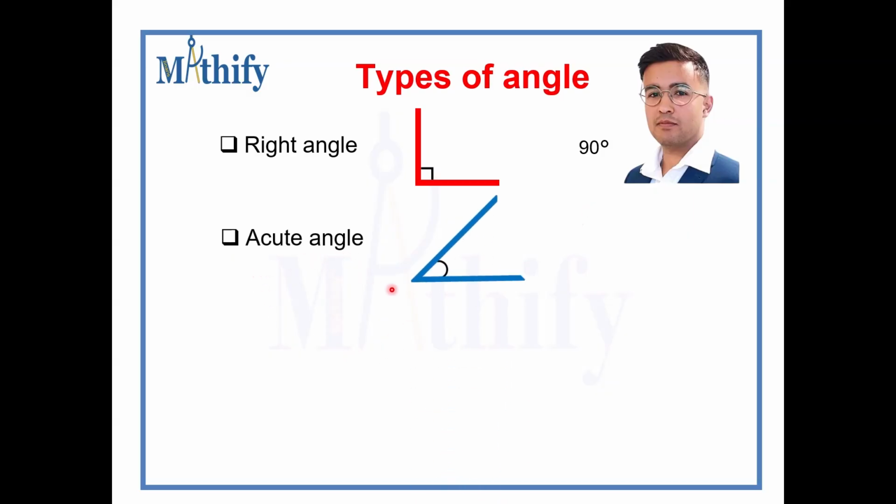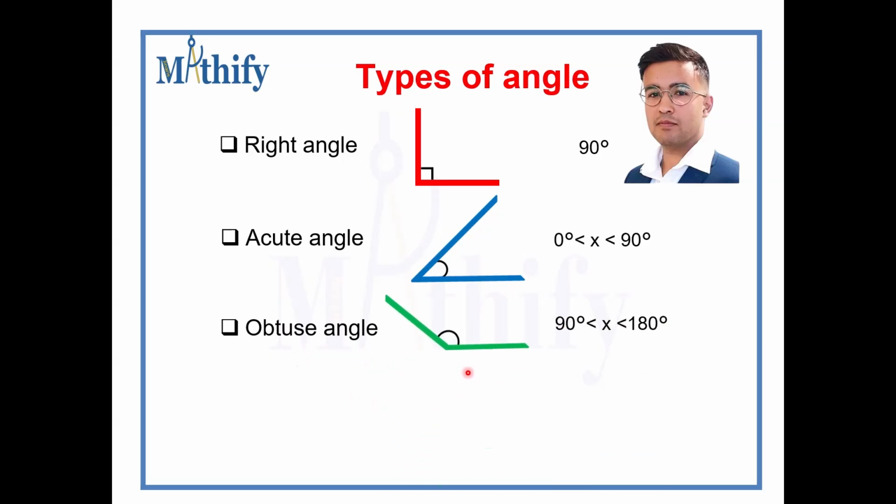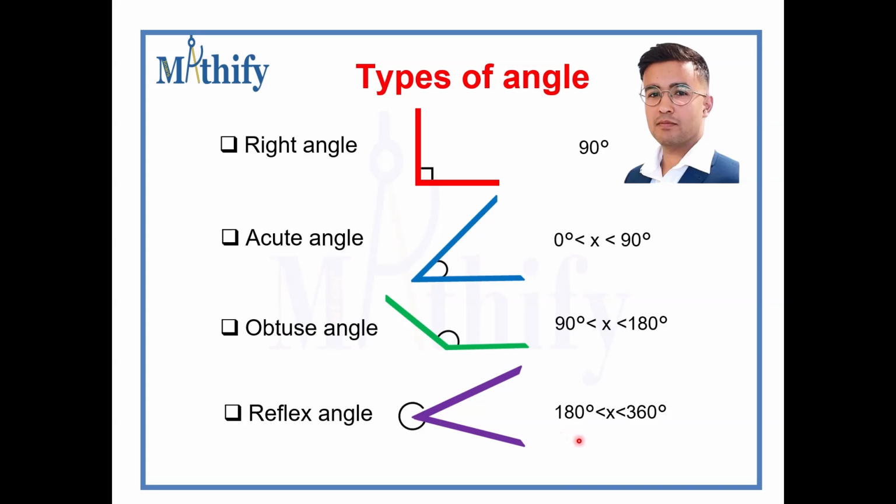Acute angle, so acute angle is when x is greater than 0, but it is less than 90 degrees. Obtuse angle, this is when x is greater than 90 degrees, but is less than 180 degrees. And lastly, reflex angle. So reflex angle, this is where x is greater than 180 degrees, but is less than 360 degrees.